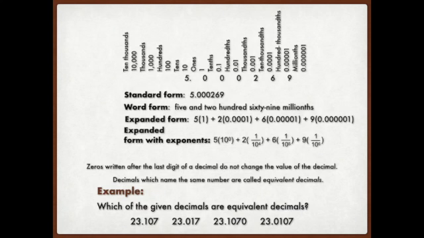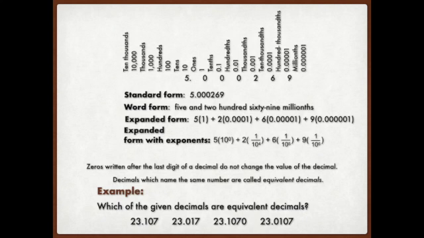Here we have 23.107, 23.017, 23.1070, and 23.0107. What we want to do is find which of the following are equivalent decimals.